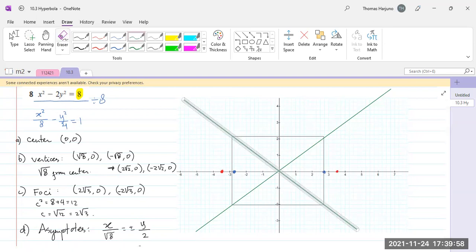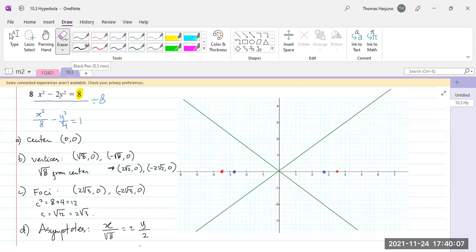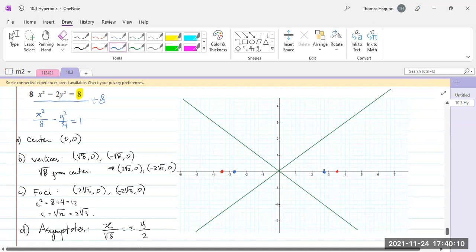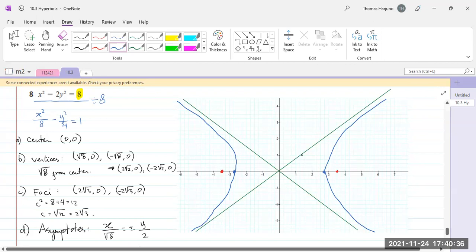It's a bit off here. Okay, now the sketch of the graph will be, what color do I want to use? Let me use blue. So it will be like this. Okay. That's the sketch of the graph. Not a nice one though. I know it's not a nice one.